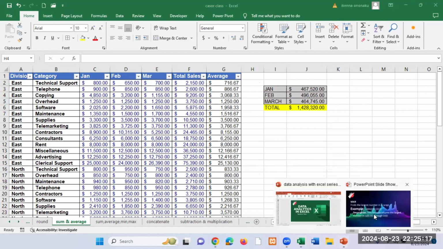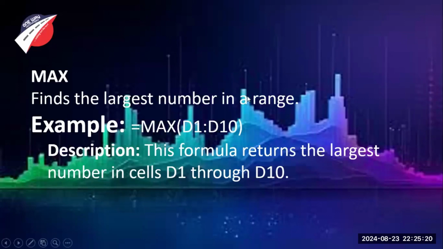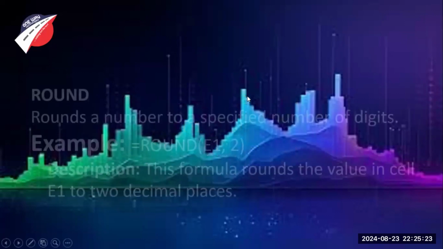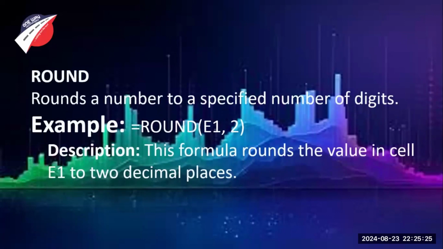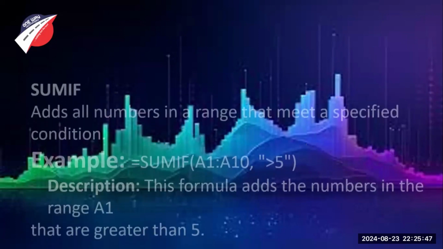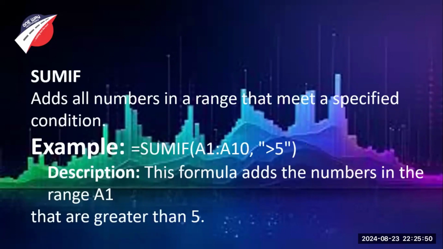Let's go again to the round. We've looked at this. We're going to look at the round. Round rounds a number to a specified number of digits. The formula rounds the values in cells. Let's see more tools. The SUMIF adds all numbers in a range that meet a specified condition.